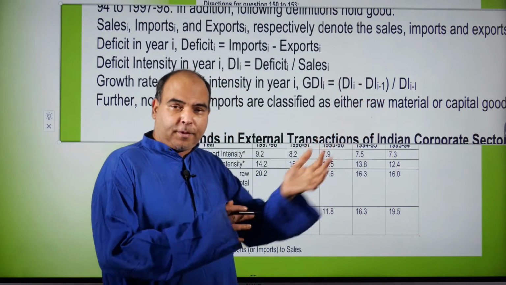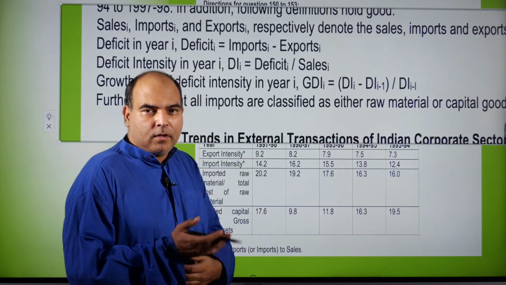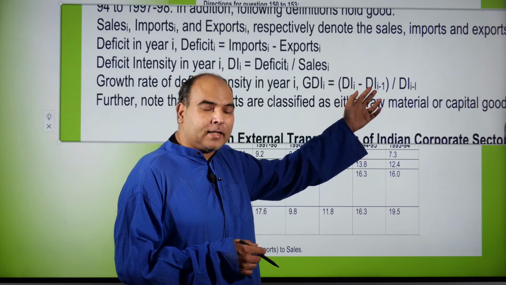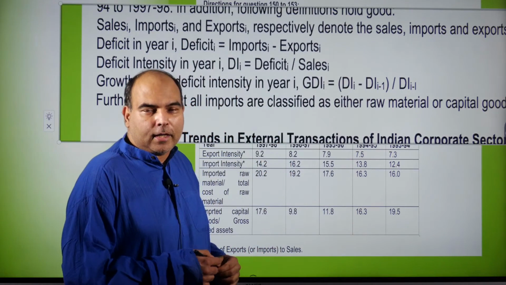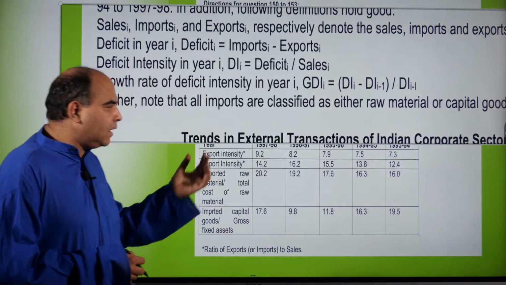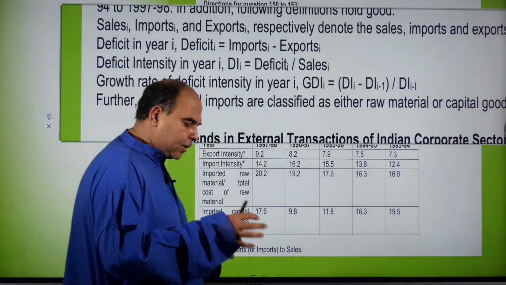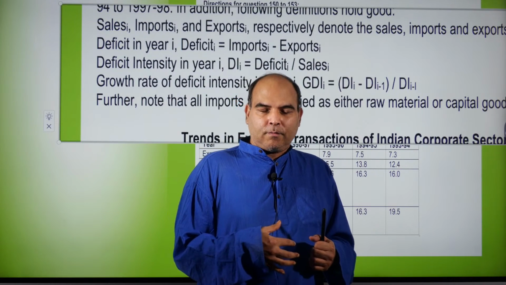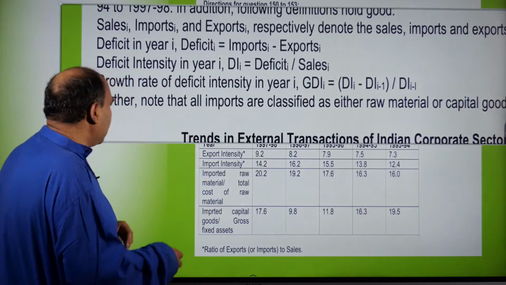What does I minus 1 mean? The previous year. So if you want to find the growth rate in 94-95, you subtract the deficit intensity of 93-94 from the deficit intensity of 94-95 and then divide by the deficit intensity of 93-94. That's a standard growth formula. When you want to find the growth rate from one number to a second, you subtract the first from the second and divide by the first. So this is the 6th variable.